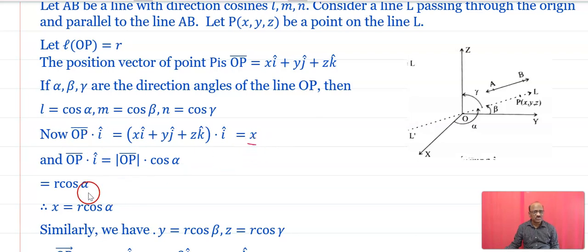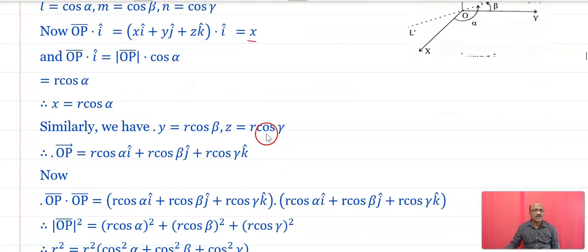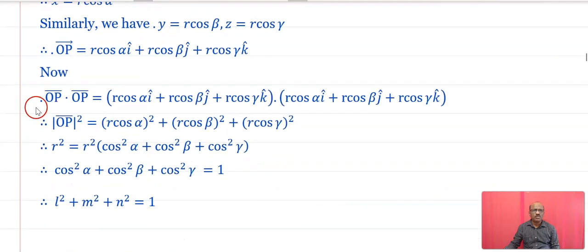Therefore x is equal to R cos alpha. Similarly, y is equal to R cos beta, and z is equal to R cos gamma. Now OP bar is equal to R cos alpha i cap plus R cos beta j cap plus R cos gamma k cap. Now take OP bar dot OP bar, the product of these two vectors.